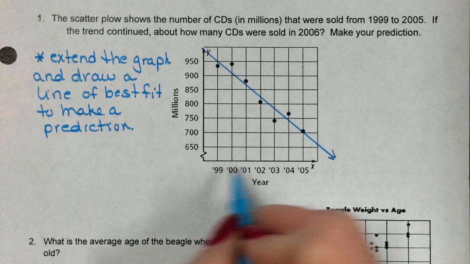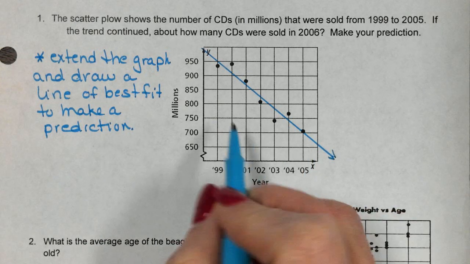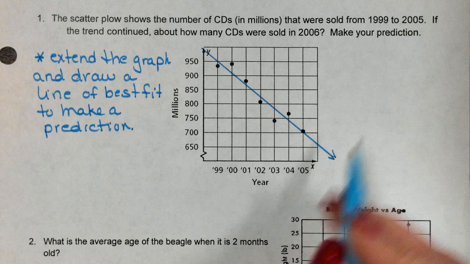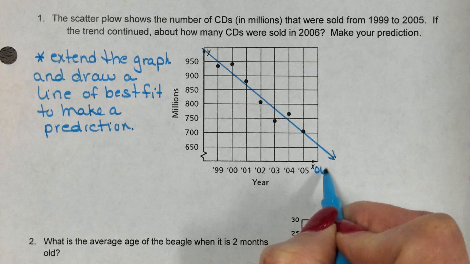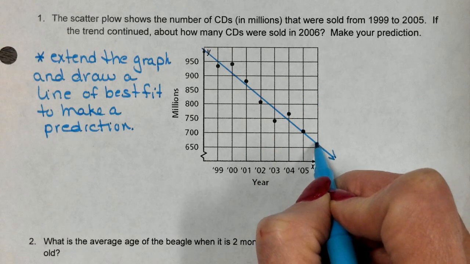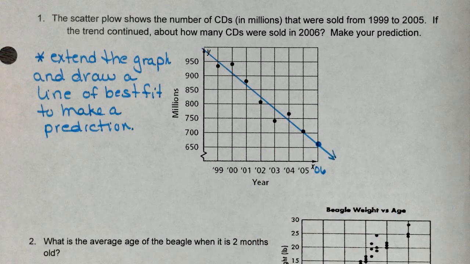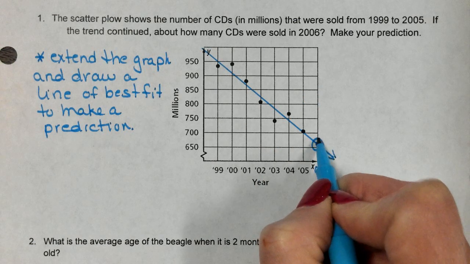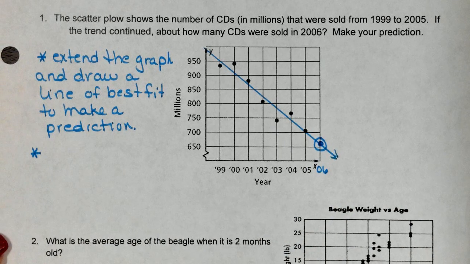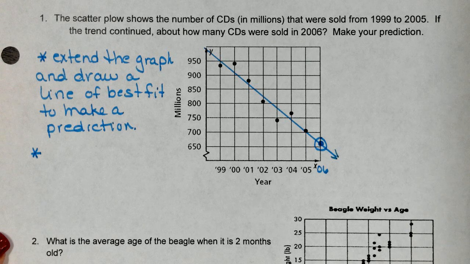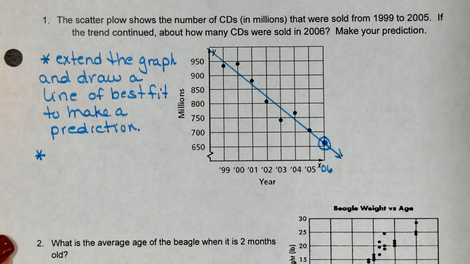And extending your graph just means carrying this out further. So if you notice, they're asking for you to predict in 2006, but this graph goes to 2005. So 2006 will be this line right here. So we're going to put a dot right about there. This would be where our prediction would be. Okay? And again, it's not always perfect, and I do leave some leeway for that. So if your prediction doesn't match mine exactly, then as long as you're somewhat close, we're good to go.